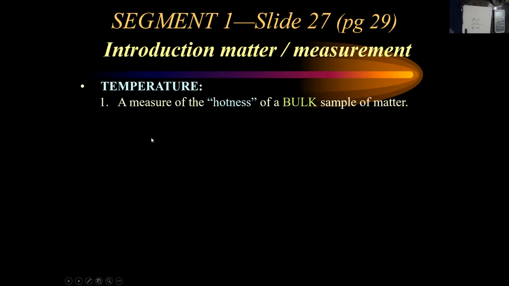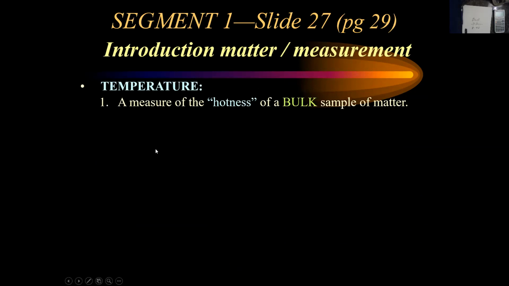And let's look at temperature and define what it is. It's a measure of the hotness of a bulk sample of matter. And it's exactly what you think of. When you think of something having a high temperature, you're thinking that it's hot. And it is. That's what we mean by hotness. It's a hotness for a bulk sample.